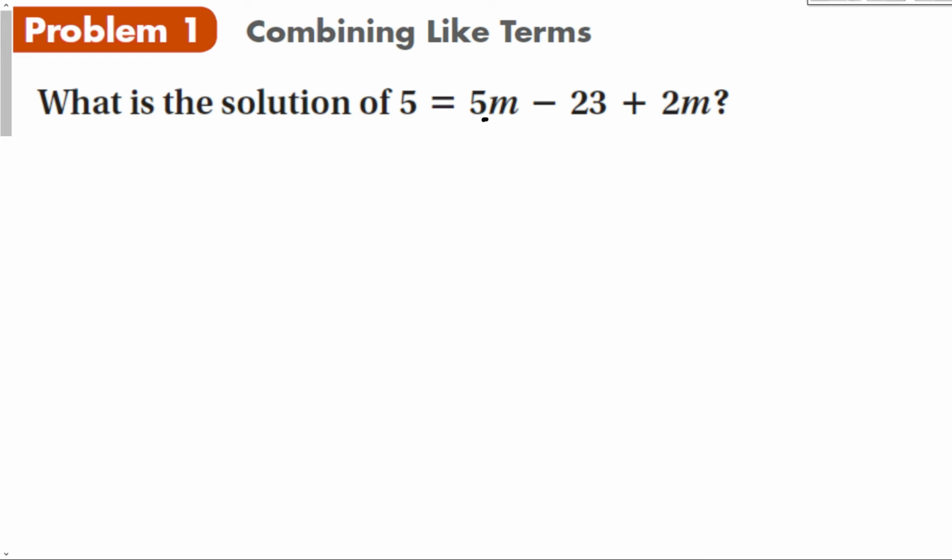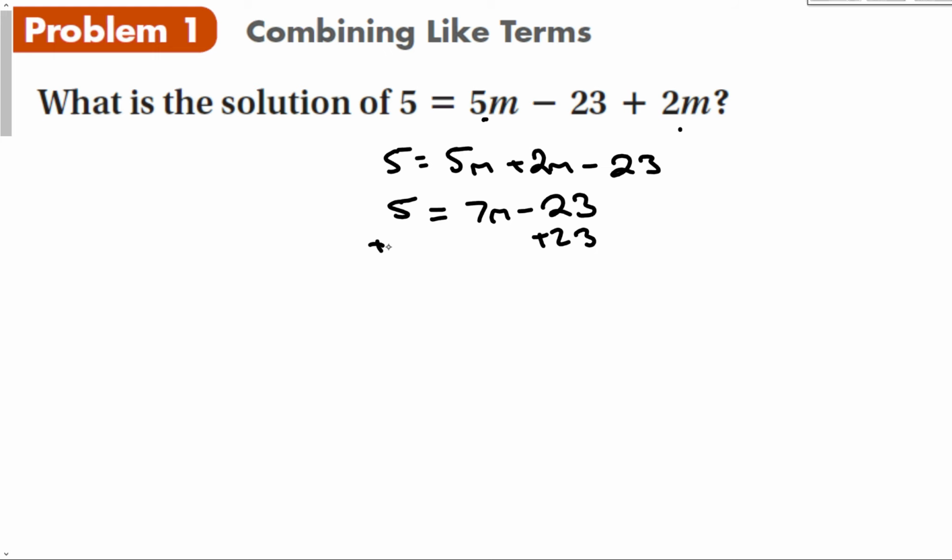So we can take the 5m, the 2m, and if we really wanted to, we could rewrite this as 5m plus 2m minus 23 using the commutative property. We will combine the like terms of the 5m plus the 2m to give me 7m minus 23. And now this should kind of look like equations that we dealt with in the last section. Okay, so the next thing we're going to do is add the 23 to both sides.